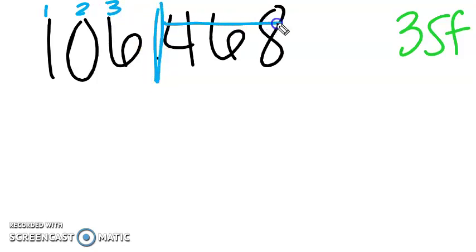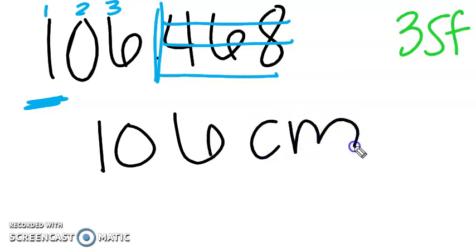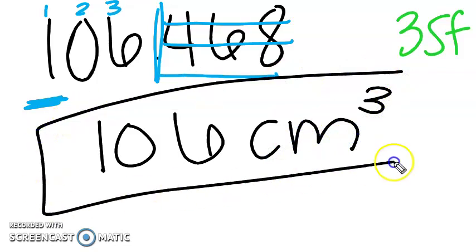So my question is, if I were to drop all of these digits back here, would it affect my largest place value? Can I drop this 4, 6, and 8 without changing my place value of my 1? Yes, I can. So I can literally just drop those numbers. So I'm going to get 106. Now we were solving for volume, so it's going to be centimeters cubed. It does not matter if you have a decimal or you don't have a decimal. The decimal only affects your sig figs if you have trailing zeros.